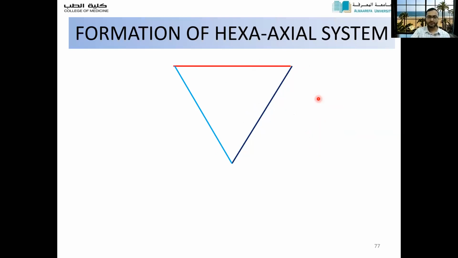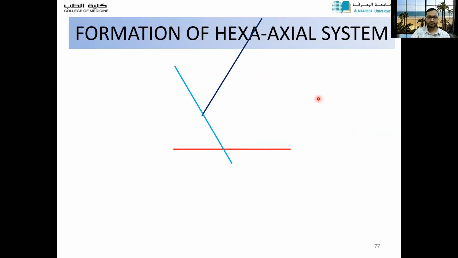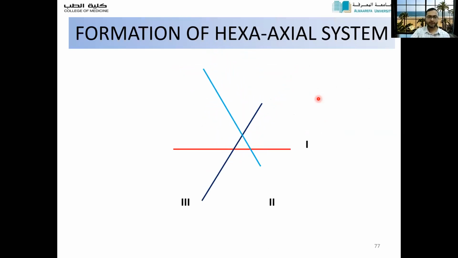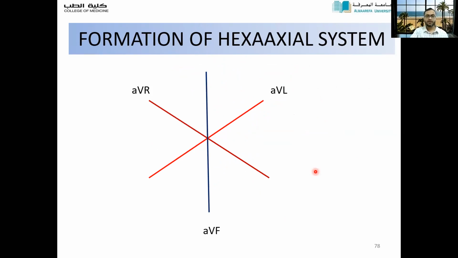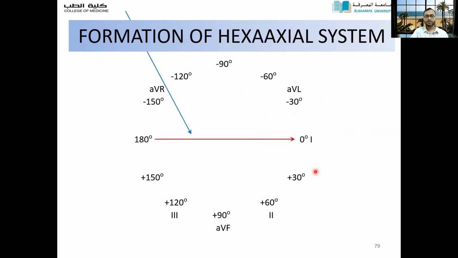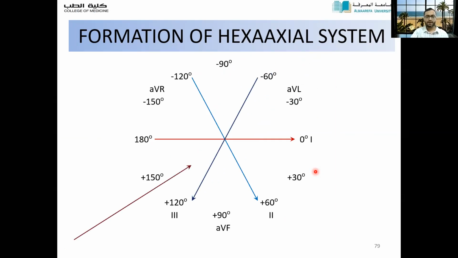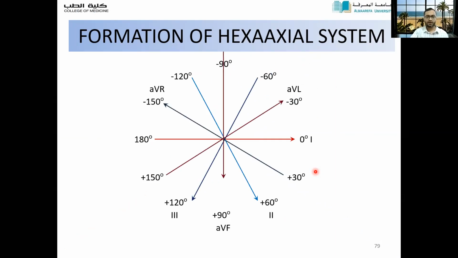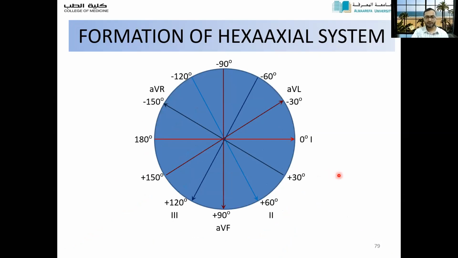Let's break the triangle, so that the lines meet in the center. So now we got the 3 axes, but 3 more axes are required. These are the standard limb leads. Let's take the 3 augmented limb leads, AVR, AVL, AVF, and combine them with lead 1, 2, 3, AVL, AVR, AVF. Now we got 6 lines, you see. So we got the hexaaxial system in the circle now.